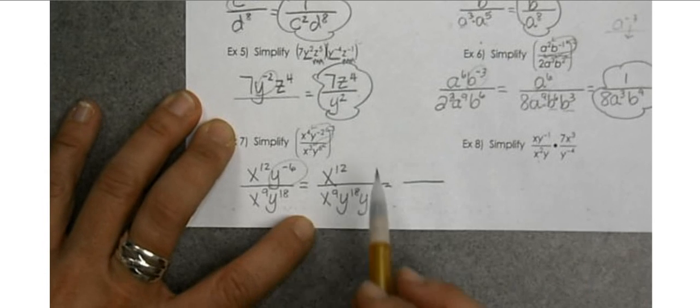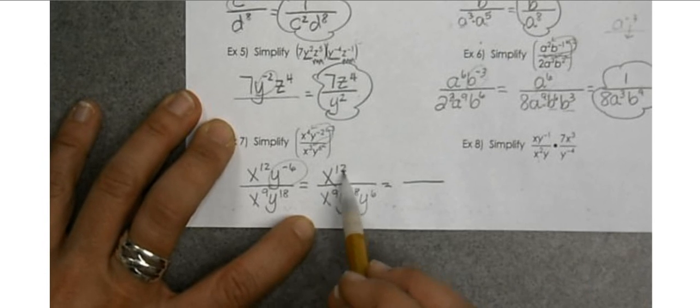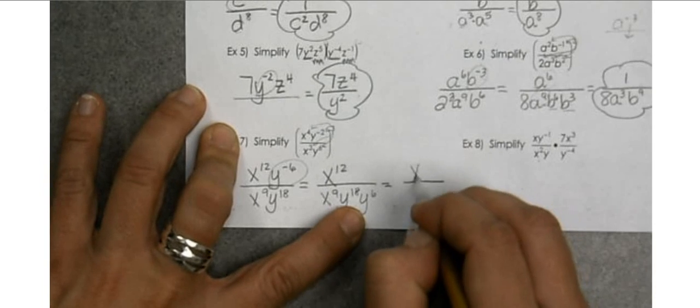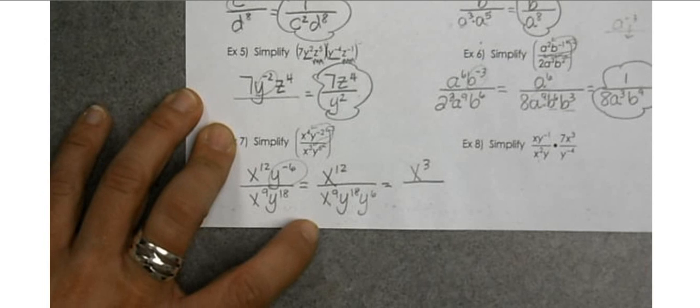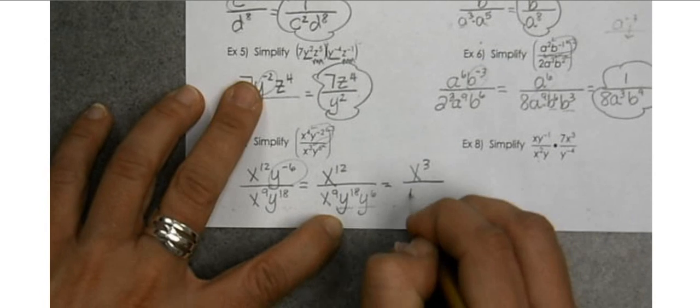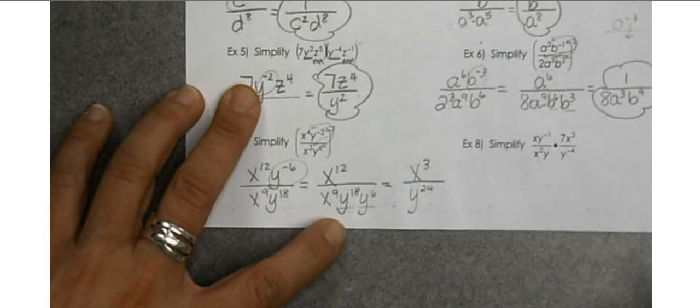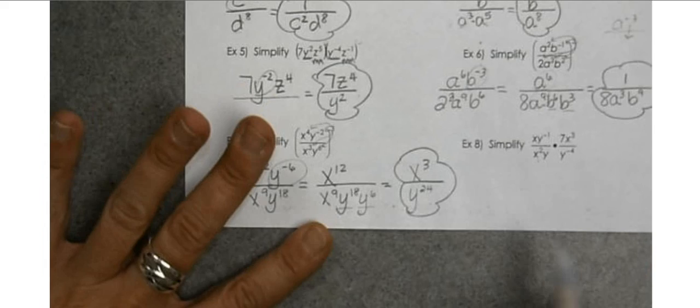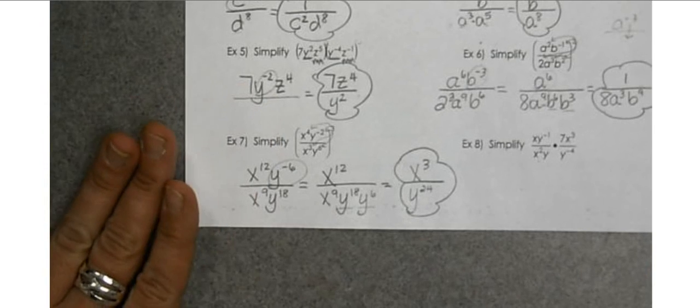And then here, when I subtract bigger minus smaller, I get x cubed. And since 12 is bigger, that x cubed will live in the numerator. And in my denominator, I have 2 bases that are the same with y. I can add those exponents and get 24. And then I get x cubed over y to the 24th. The bases are different. I can't do anything else.